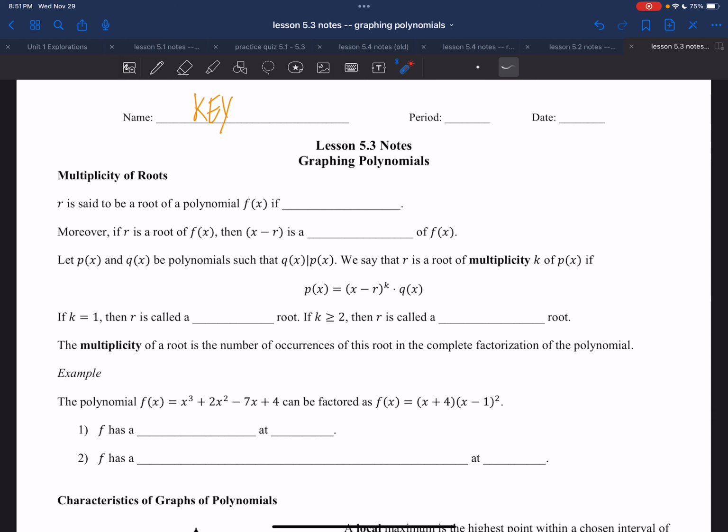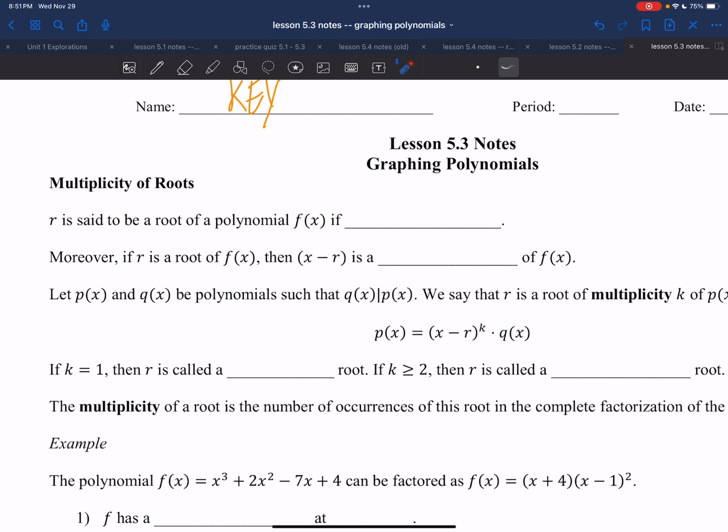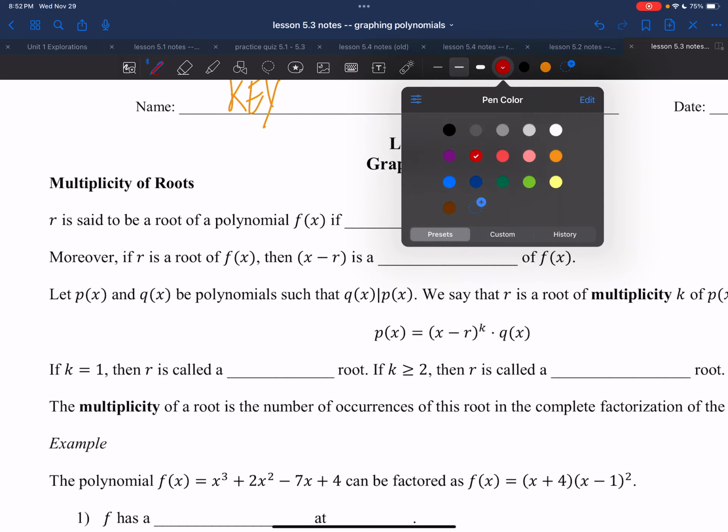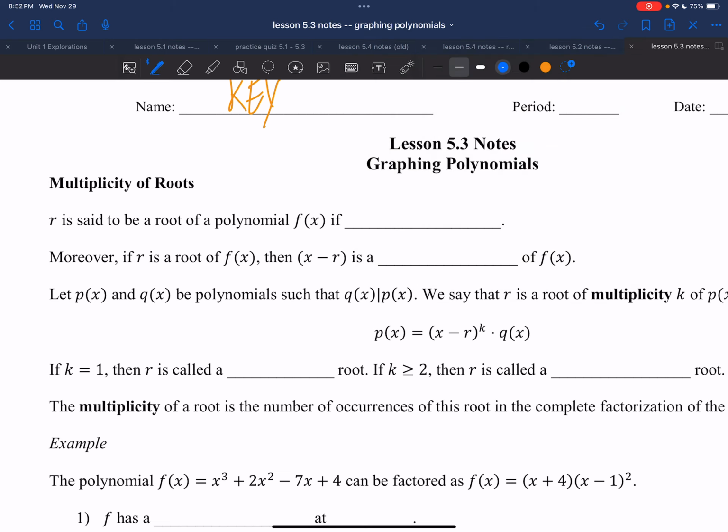Okay. So lesson 5.3, we're going to talk about first what's called multiplicity of roots. So if you remember from the first lesson, also I'm tired of red. All the notes were in red last. We're switching to blue. R is said to be a root of a polynomial f of x if what?